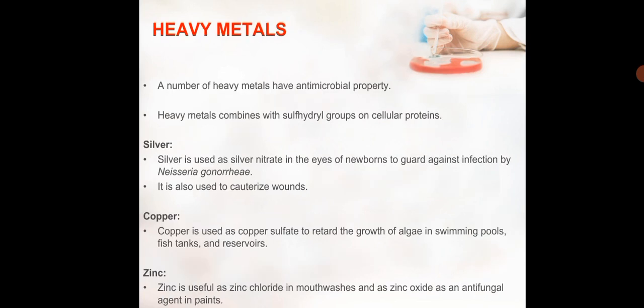Heavy metals. A number of heavy metals have antimicrobial properties. Heavy metals combine with sulfhydryl groups on cellular proteins. Some of them are silver, which is used as silver nitrate in the eyes of newborns to guard against infection by Neisseria gonorrhoeae. It is also used to cauterize wounds. Next is copper. Copper is used as copper sulfate to retard the growth of algae in swimming pools, fish tanks, and reservoirs. And zinc. Zinc is useful as zinc chloride in mouthwashes and as zinc oxide as an antifungal agent.